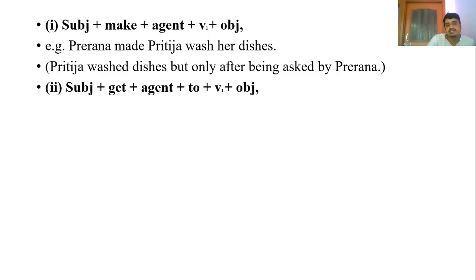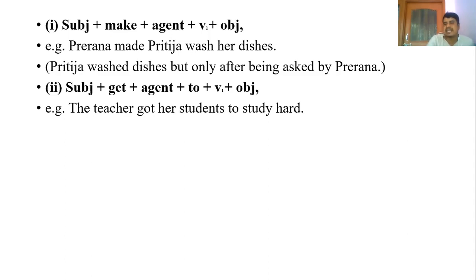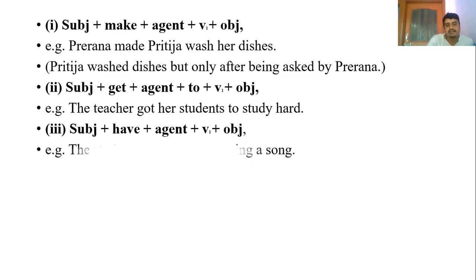Subject plus get plus agent plus to plus verb 1 plus object. The teacher got her students to study hard. Subject plus have plus agent plus verb 1 plus object. The students had the teacher sing a song.